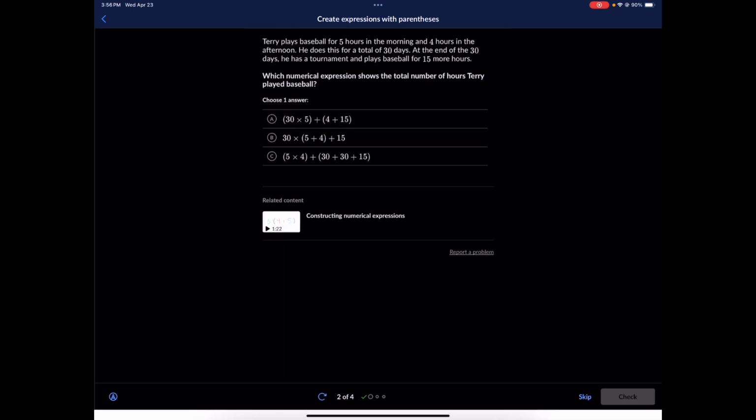Okay, let's go on. Terry plays baseball for 5 hours in the morning and 4 hours in the afternoon. He does it for a total of 30 days. At the end of the 30 days, he has a tournament and plays baseball for 15 more hours. What numerical expression shows the total number of hours Terry played baseball?